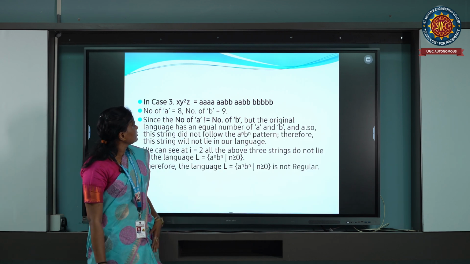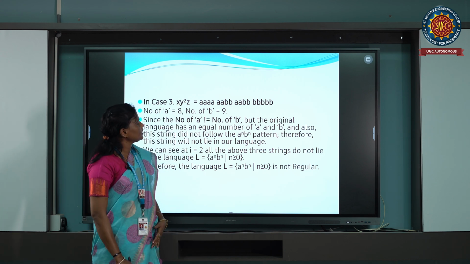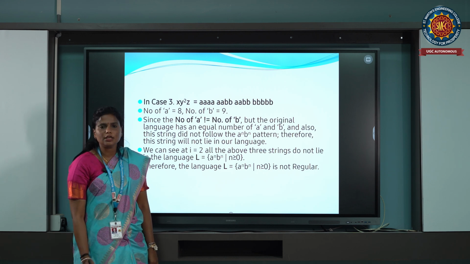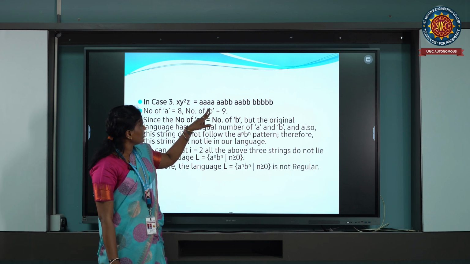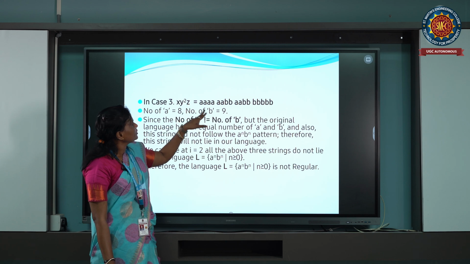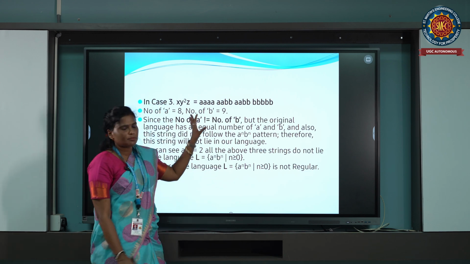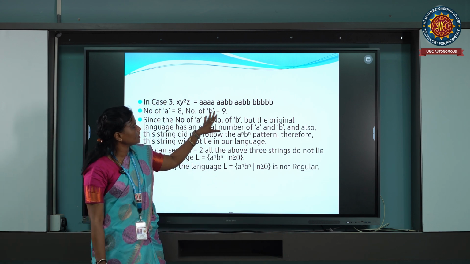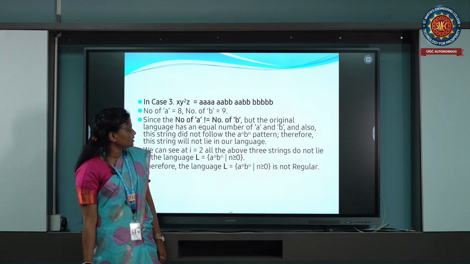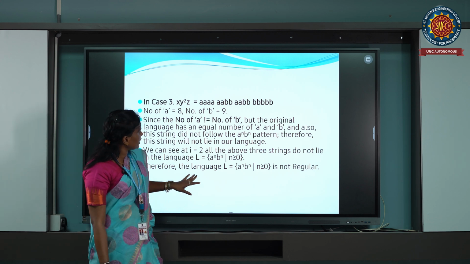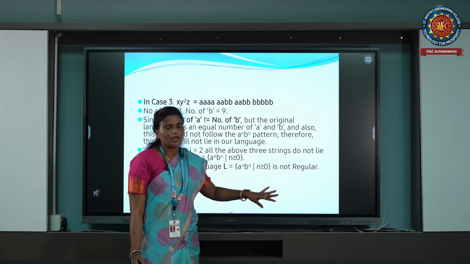Next, case 3. Same x y to the power 2 z. In this third case we are taking two symbols, a and b, so we increase y to the power 2. So ab is repeated, but it clearly shows that this string is not following the regular language at all. So this is not considered a regular language. Therefore, the language a to the power n and b to the power n is not a regular language.